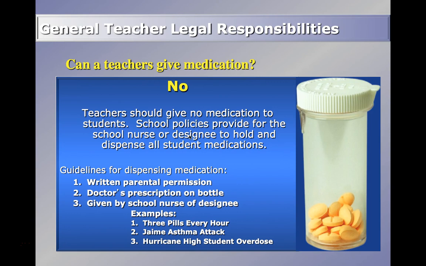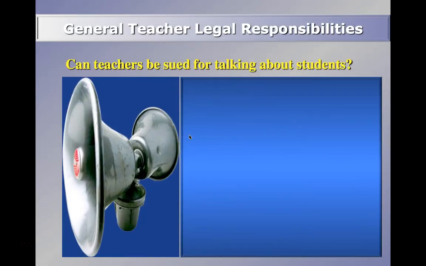And so, even though it was the parent's fault, did the teacher follow what she should have done? Was there written parental permission? Well, yes, but was it in the doctor's prescription bottle? No. Was it given by a designee or a school nurse? No. The parent can't override what the doctor said to give the child. You have to follow what's on the prescription. So, no, just don't give any kids any medication.